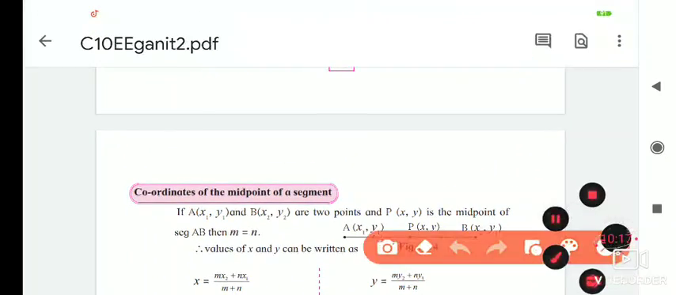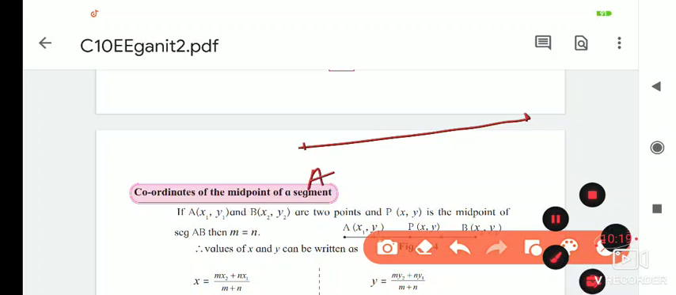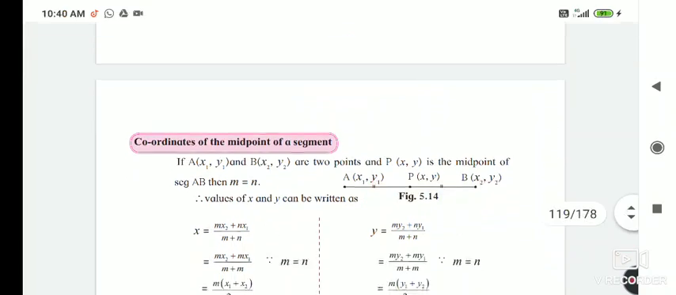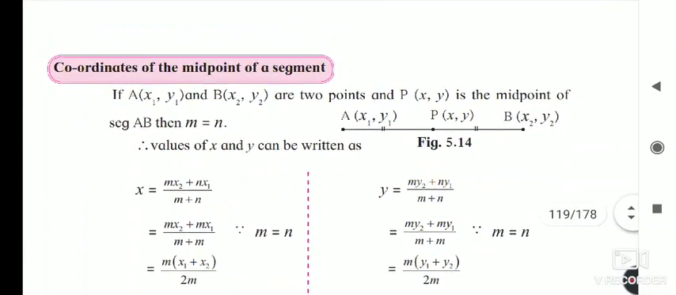Now we see in the segment AB, if point P is located anywhere here, then by using the above formula we can find its coordinates. But if this point P is exactly in between, if it is the midpoint of segment AB, then how to find its coordinates, that we will see. So, coordinates of the midpoint of a segment.